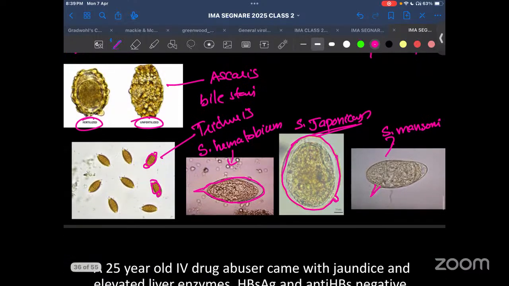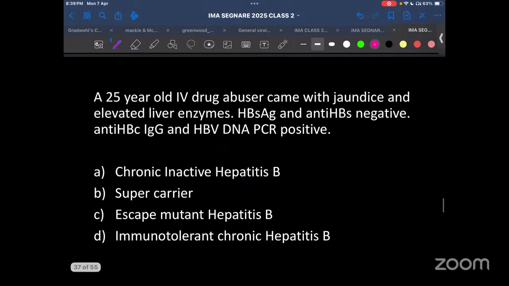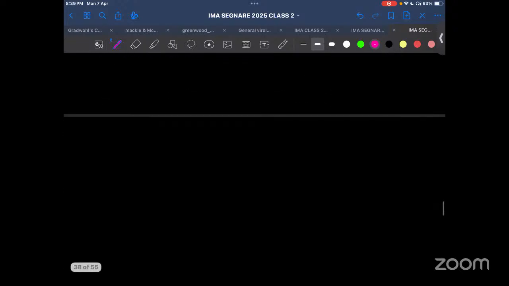So these are some of the eggs. Okay, so with that we finish the parasitology and we move on to virology. So what is this? A 25-year-old IV drug abuser came with jaundice and elevated liver enzymes. HBsAg and anti-HBs are negative. Anti-HBc IgG and HBV DNA PCR are positive. What is the answer here? Can you try to answer this one? Okay, if you don't know the answer, no problem. We will learn the answer now.